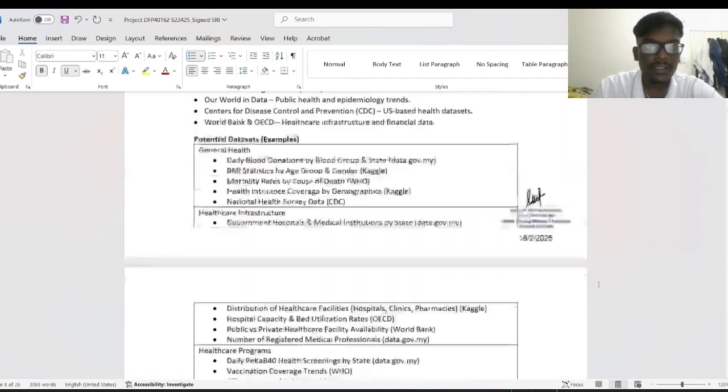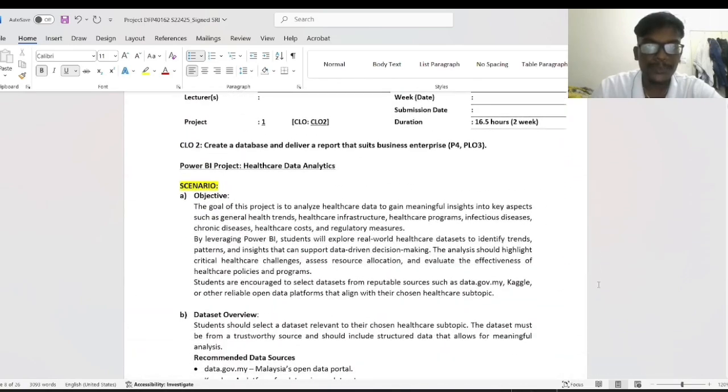The question was we need to analyze the healthcare data to gain meaningful insight into key aspects such as general health threats, healthcare infrastructure, and also healthcare problems, infectious diseases, chronic diseases, healthcare costs, and regulatory measures.